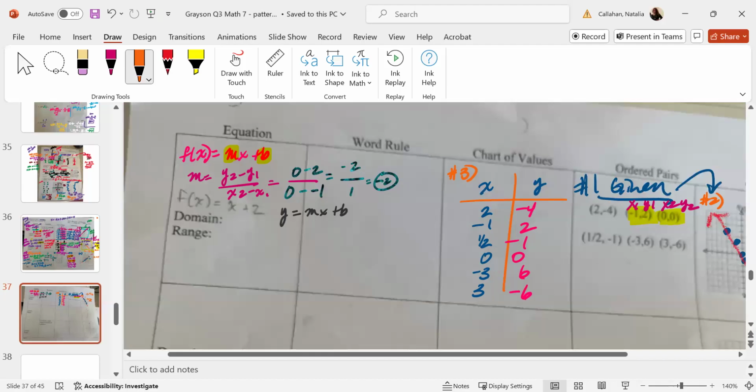Pick a point that you're gonna use to find B. Which one is the easy point to pick? Good. 0. Plug it in. And tell me what is B. Good. What is your equation then? Rewrite your equation with M and B.